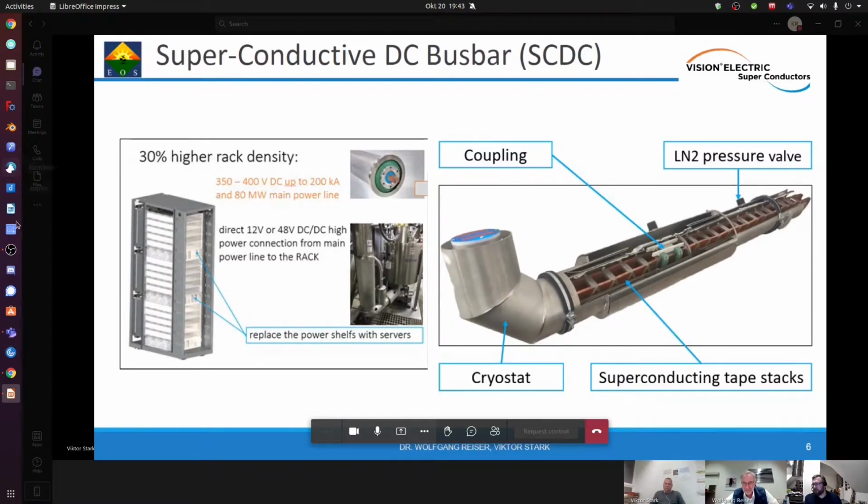So the tap-off box, you can also say that it is a current lead. What you see on the picture here is a current lead, which... May I explain it a little bit later on the next slide? Yeah, sure. Okay, sure.